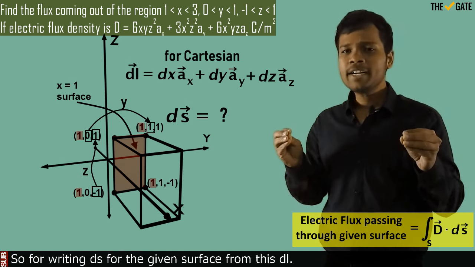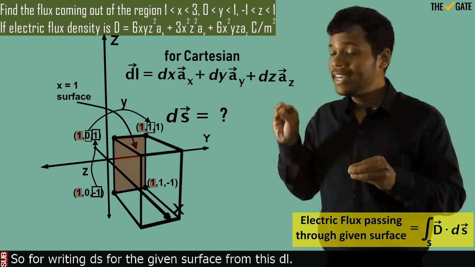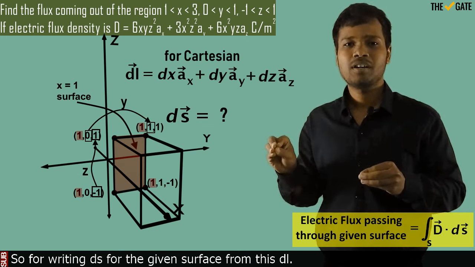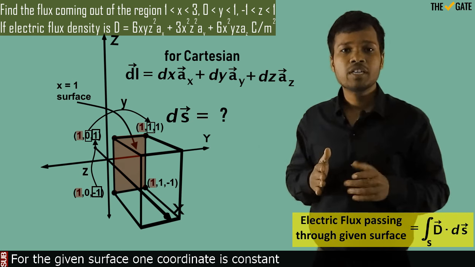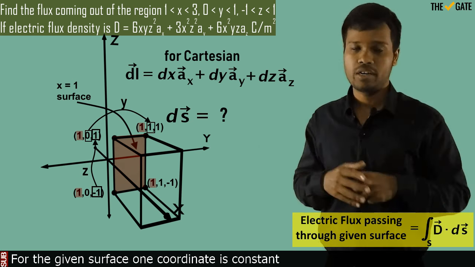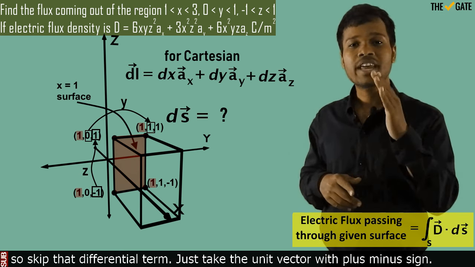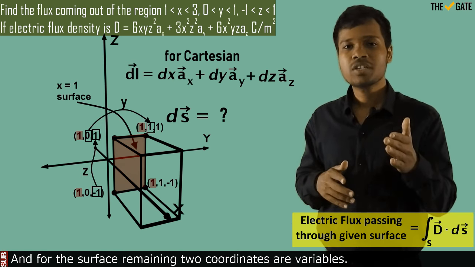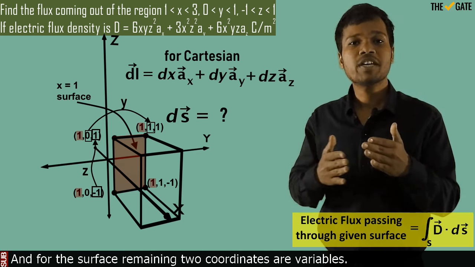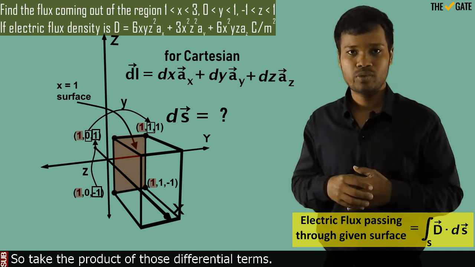So for writing ds for the given surface from this dl, remember carefully what I told you in the basics. For the given surface, one coordinate is constant, so skip that differential term. Just take the unit vector with plus minus sign. And for the surface, the remaining two coordinates are variables, so take the product of those differential terms.